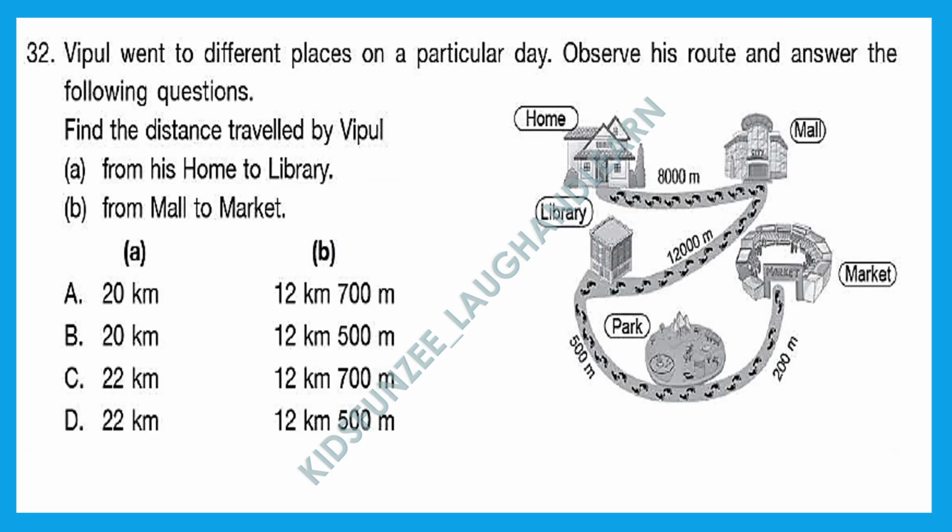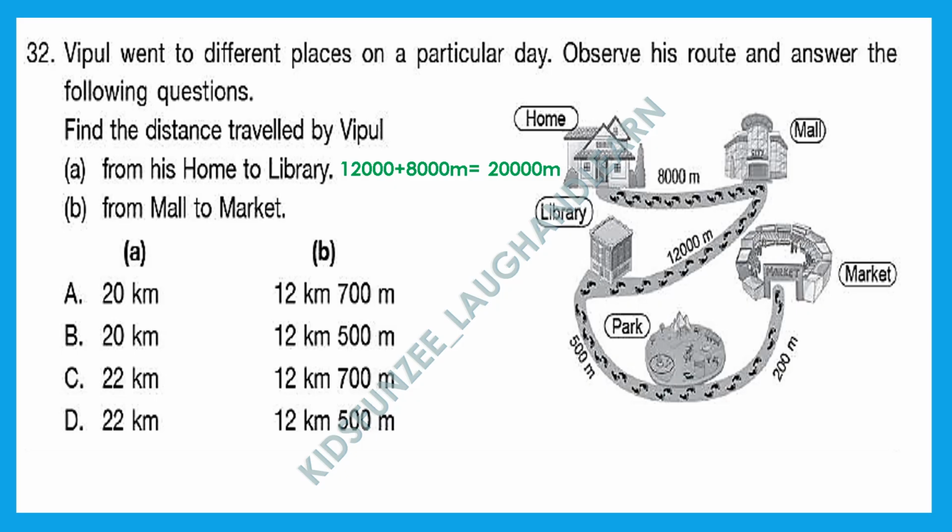Question 32. Vipul went to different places on a particular day. Observe his route and answer the following questions. Find the distance traveled by Vipul A from his home to library. So from home to library, first he will go to mall, which is 8000 meter. Then he will go to library, which is 12,000 meters. So 12,000 meter plus 8,000 meter equal to 20,000 meter.